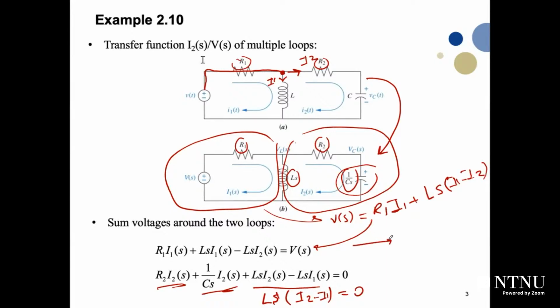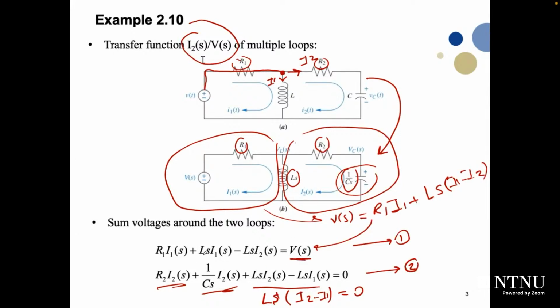So in this case, we have 2 equations, equation number 1 and equation number 2. Try to simplify and solve for I2 of S, because we need to find the transfer function between I2 of S divided by V of S. So we have 2 equations here and 2 unknowns. V of S is known, in fact, because this is the input, but we don't know the others.